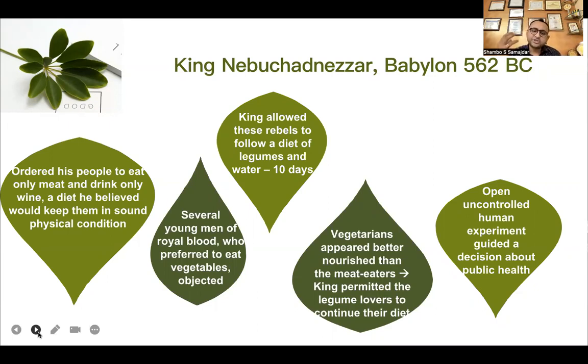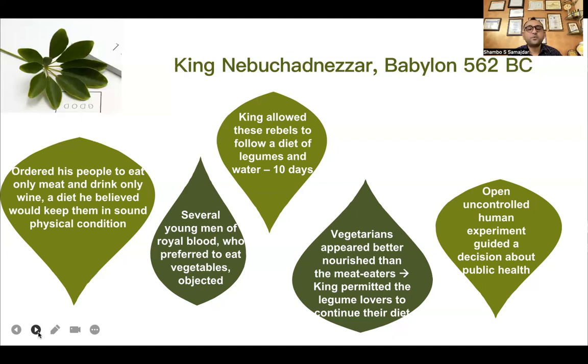But what happened? Several young men from that royal blood who preferred to eat vegetables had a strong objection. Now, the king allowed these rebels to follow a diet of legumes and water for 10 days. What happened after 10 days? He observed that vegetarians appeared better nourished than the meat eaters. Now, this result made the king give the permission. The king ultimately permitted those legume lovers to continue their diet.